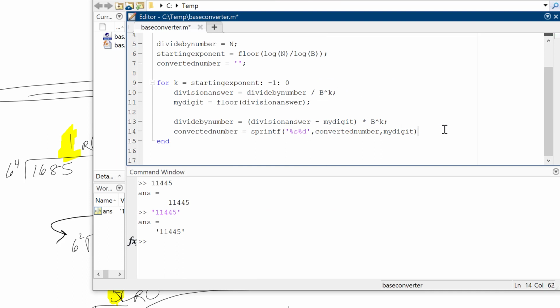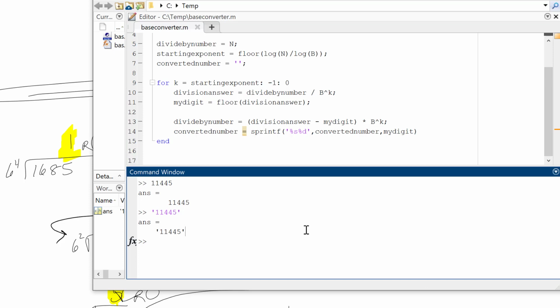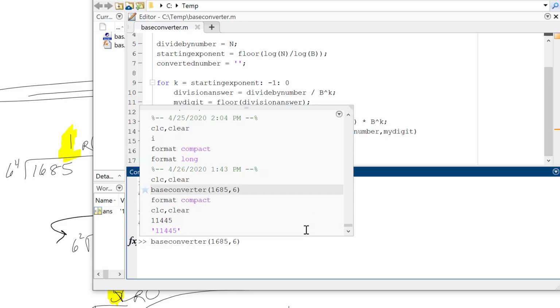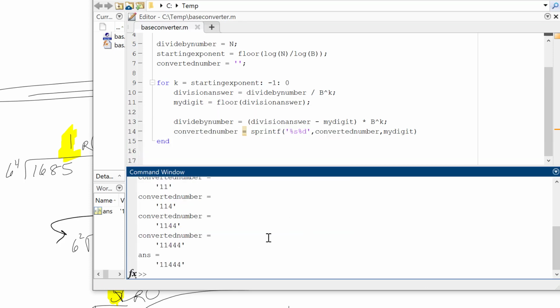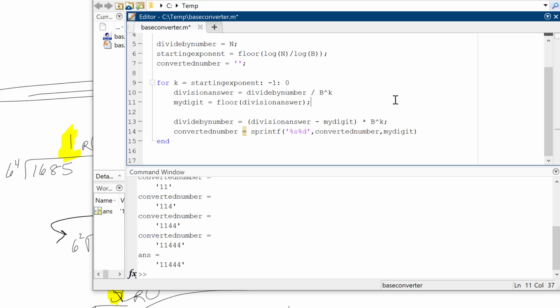I'm going to unsuppress this and run it again for the first time and see if I get the right answer. Base converter. Awesome. So you see I get the number 1, 11, 114, 1144. Oh, no. Okay, so remember I told you that something was going to go wrong. I should have 11445, which is why you always work problems out by hand before you try putting them into a calculator or into a function, because weird things are going to happen. It's almost like I picked these examples on purpose to show you weird things happening.